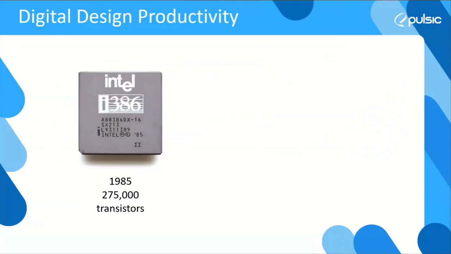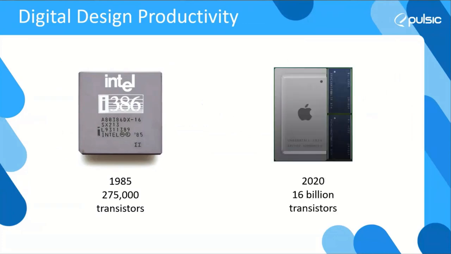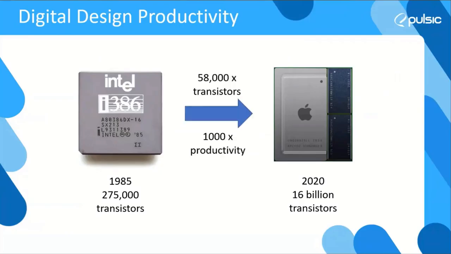So 1985, how old was I then? 12. And the 386 came out, and that was an iconic chip at the time. 275,000 transistors. And then just last year, Apple brought out the M1. I think that's probably also an equally iconic chip. It has 16 billion transistors in it. So in 35 years, we've gone from 275,000 to 16 billion transistors. So it's actually 58,000 times more transistors in the M1 than there was in the 386.